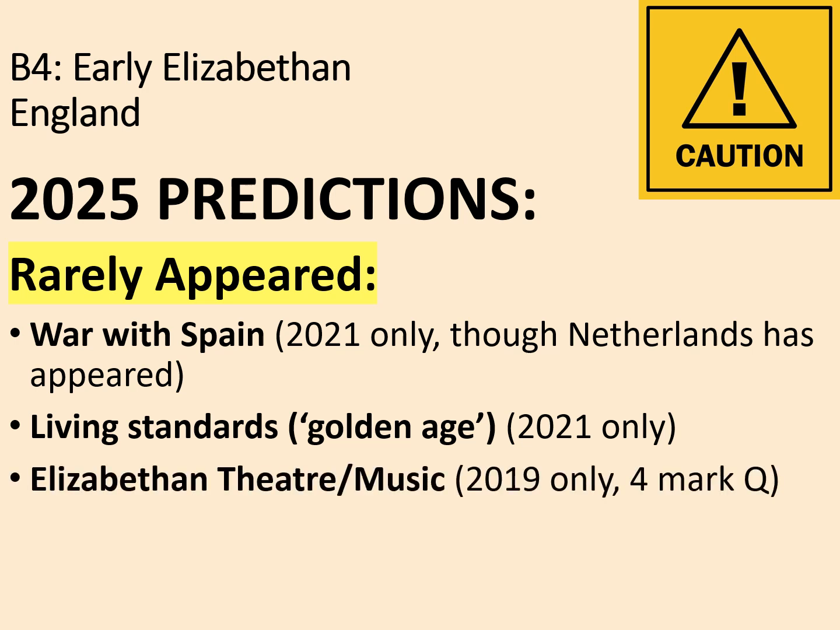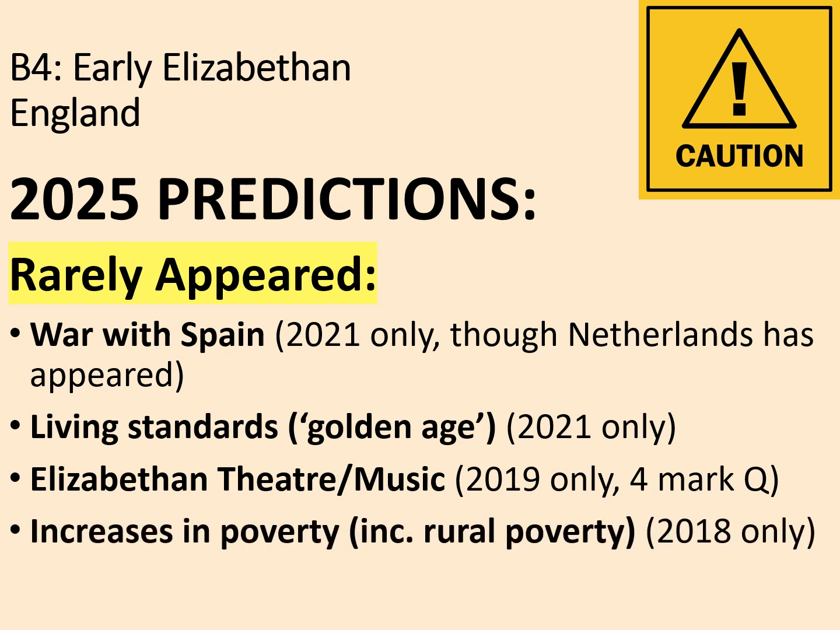And perhaps quite a surprising one, Elizabethan theatre and music has only really come up once in 2019, and that was only for a 4-mark describe question. Could it come up as a 2-marker this year, or maybe a part of a wider look at Elizabethan society? Anyway, I think that could be a good one to look at because it's quite a big area and it's not been covered. And increases in poverty, including rural poverty, only came up in 2018.